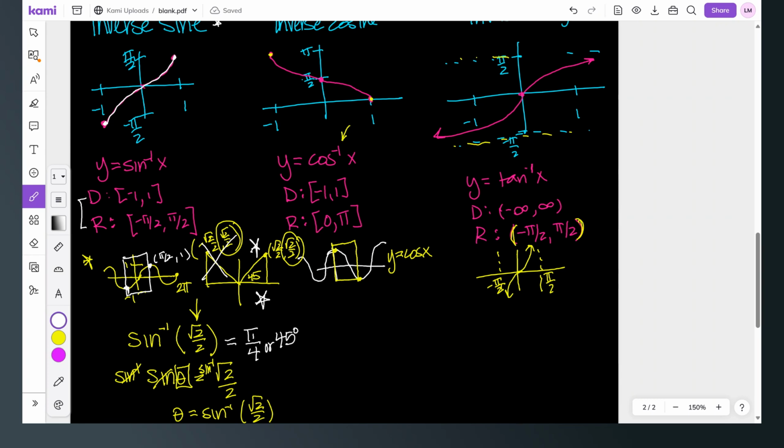So pay attention to what the questions are asking. If they want radians, then type in pi over 4, which they probably do. All right? Okay, let's talk about cosine.